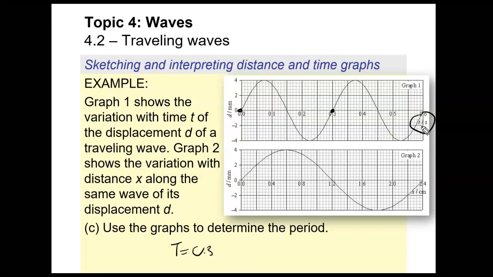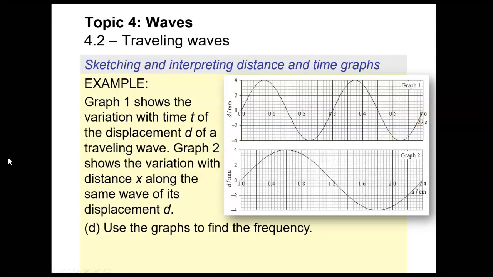Pay attention to the units. In this case, it's measured in seconds. And make sure you don't confuse a lowercase t, which is time, with period, which is an uppercase T. The difference is that time can basically be any value, whereas period is one specific value. Kind of like the difference between amplitude and displacement.